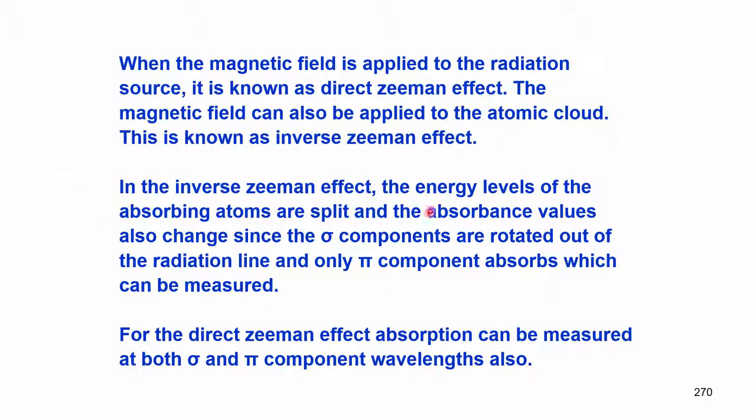So in the inverse Zeeman effect, the energy levels of the absorbing species are split, the absorbing atoms, that is the atomic cloud. The energy of the atoms is split, and the absorbance values also change, since the sigma components are rotated out of the radiation line by putting a polarizer, and only the pi component absorbs, which can be measured. Now, for the direct Zeeman effect, absorption can be measured at both sigma and pi component wavelengths also. That means in the direct one, all the wavelengths are measured, and in the inverse Zeeman effect, only the pi component absorption is measured.